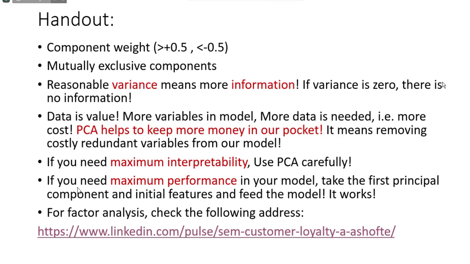And the next one is that if you need maximum performance in your model, take the first principal component and the initial features and feed the model. So this is a trick. If you want the maximum performance, one way is to calculate the first principal component, take it, and then put it in your model together with the other features, okay?